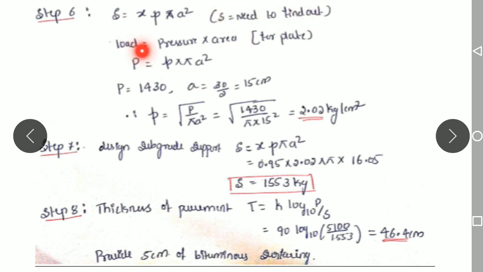Load is equal to what here? Pressure into area. So usually for the plate we will use this concept. Load is equal to pressure into area. Load is nothing but capital letter P. Pressure into area. Area is nothing but pi a square, pi r square. So P is nothing but the load acting on a plate here.